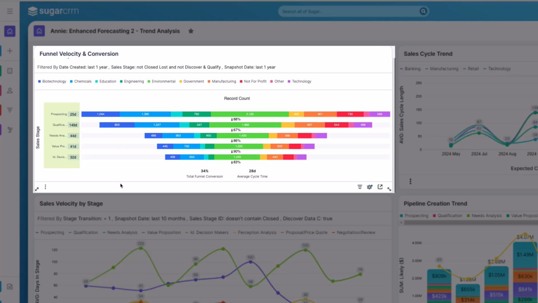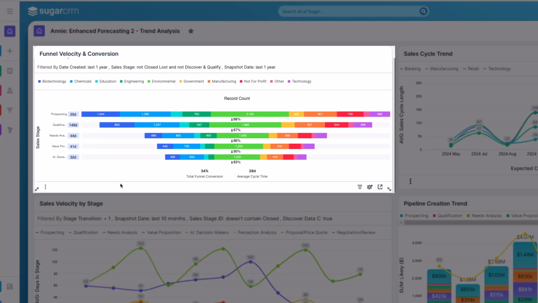On the x-axis, we see each funnel stage provides the number of records that progressed at least that far in the sales cycle, and those are segmented by industry. Please note that records do not need to have spent time in the stage to be considered in this count. For example, all records that are in the needs analysis stage are also included in the qualification record count because the records have advanced beyond the qualification stage.